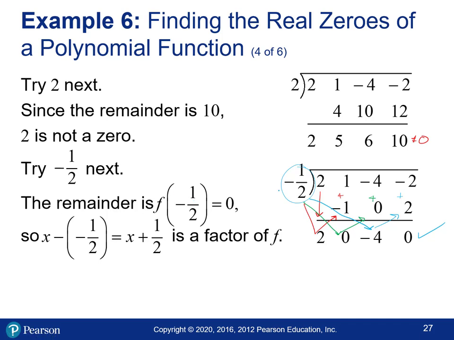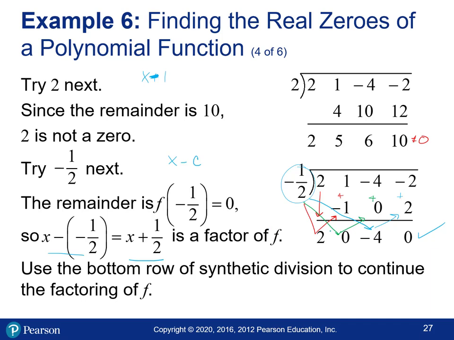So negative 1/2 is a 0, meaning that the factor, remember the factors are always x minus that real 0. So x minus negative 1/2 turns into x plus 1/2. So far we have x plus 1 was a factor. No, I'm sorry, x minus 1 was a factor. And now we also know that x plus 1/2 is a factor. So we found 2 factors. And so then we focus on this last row here to simplify what we have remaining.